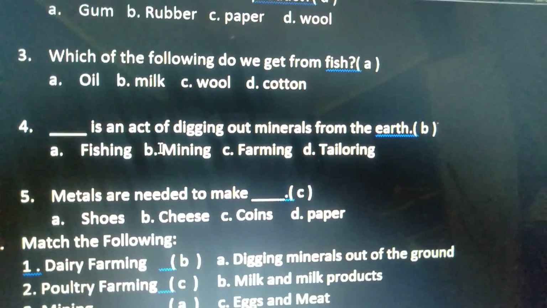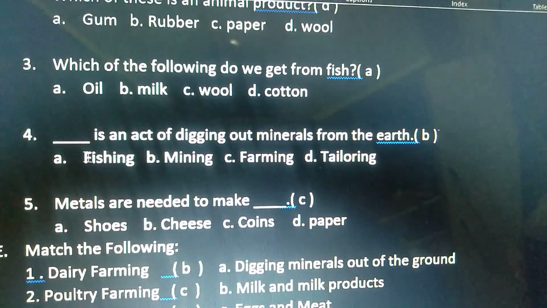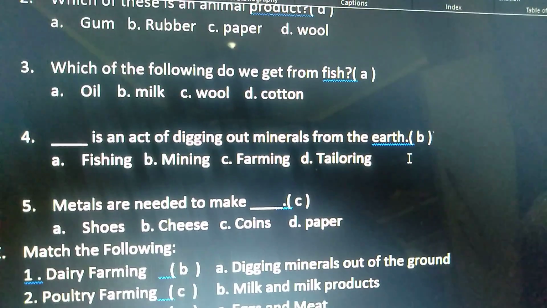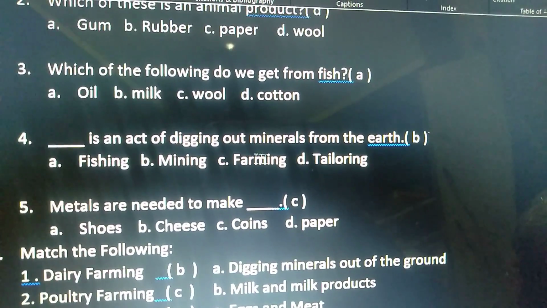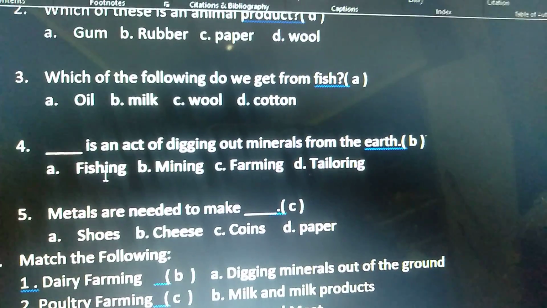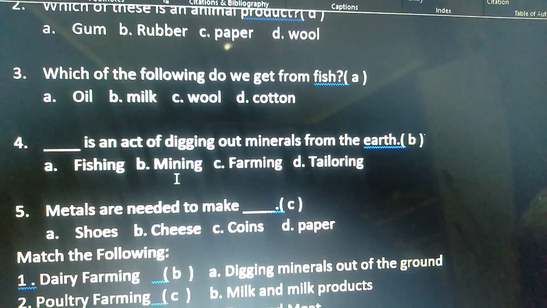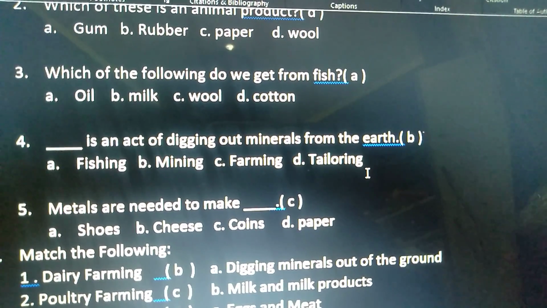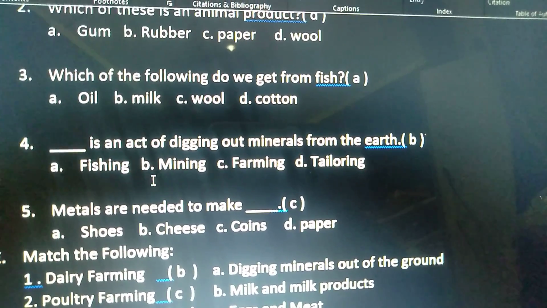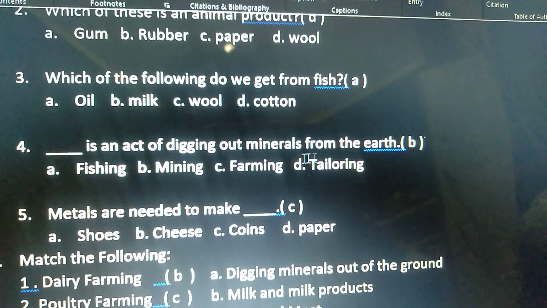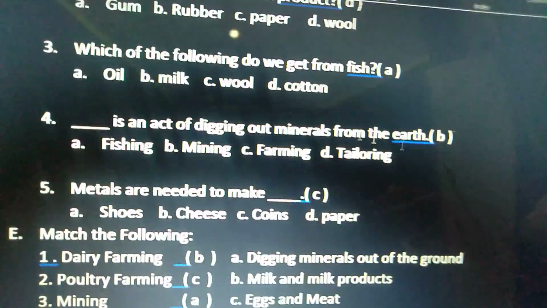Fourth one. Dash is an act of digging out minerals from the earth. So, what is an act of digging out minerals from the earth's surface, children? Is it fishing? Is it mining? Is it farming? Or is it tailoring? Option B, mining. Mining is an act of digging out minerals from the earth.